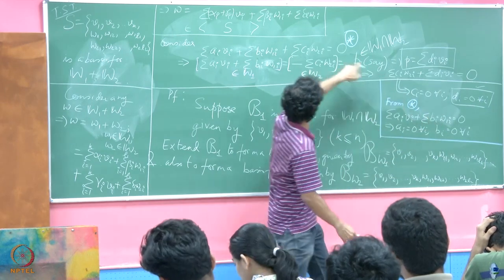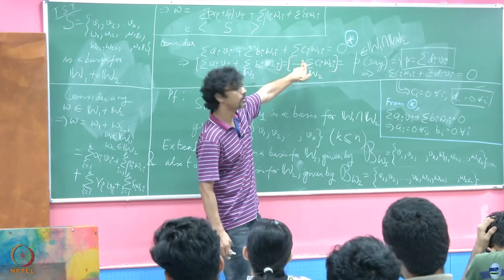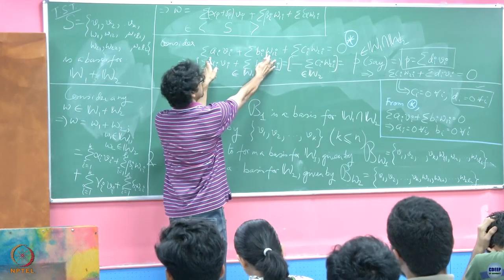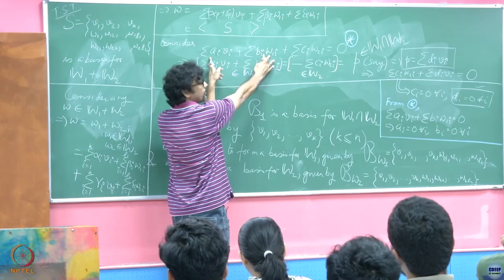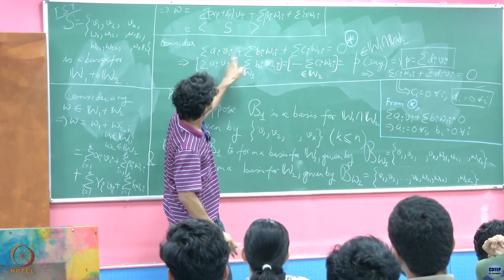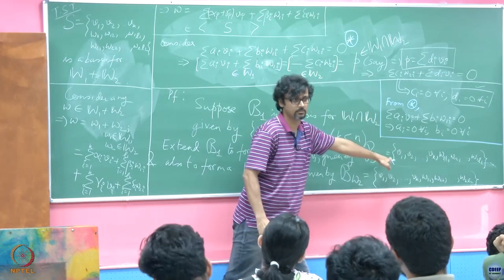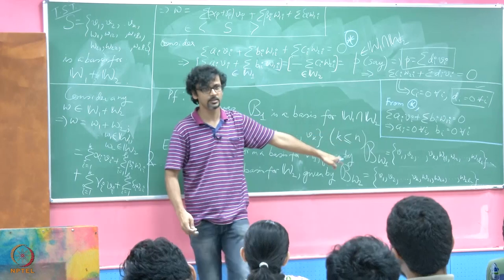Once the Ci's are 0, you go back to the original equation we started from and plug it back in here. So this part is already 0. Then you are left with only these first two terms here. If the sum of these two terms must be 0, then this also forms a basis for W1. And repeat the same argument. Right? Yeah.